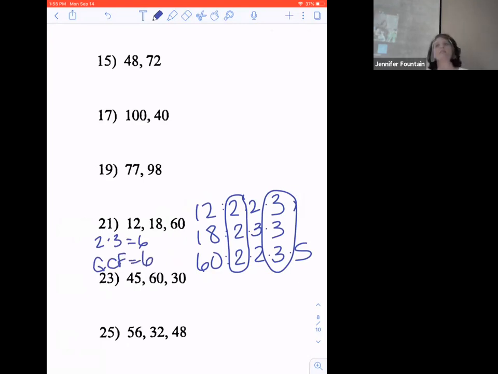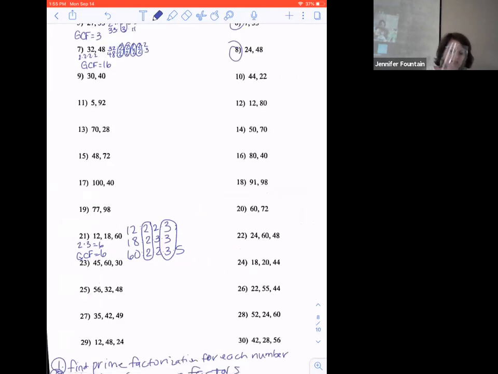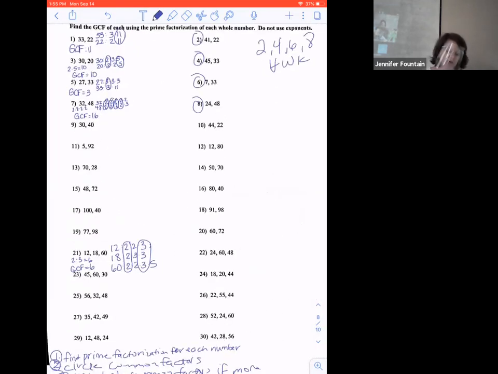So the main thing is however many numbers you're having to find the common factor for, you just want to make sure that that same number is listed for all 3 numbers. If it's not listed for all 3, it's not a common factor. Okay, so like I said, 2, 4, 6, and 8 homework. All others will be bonus if you want to do them.